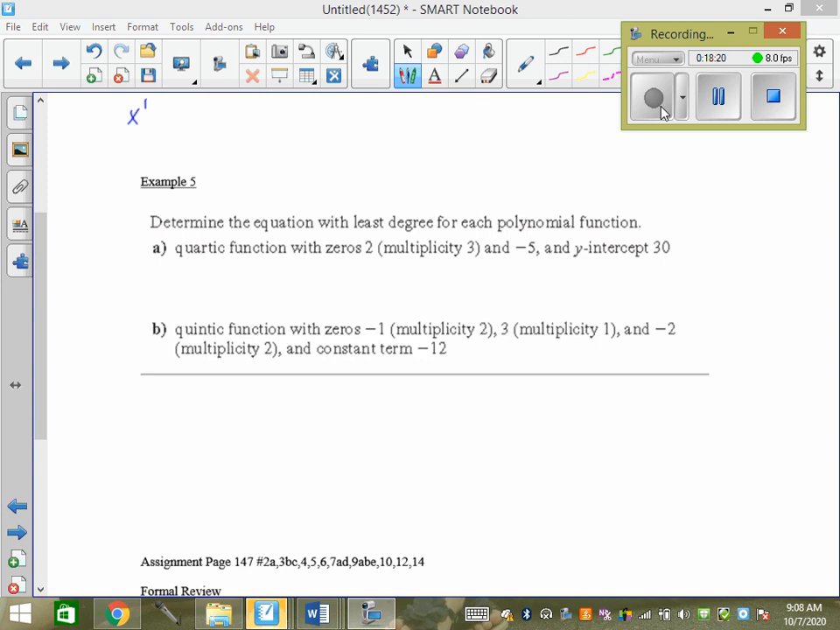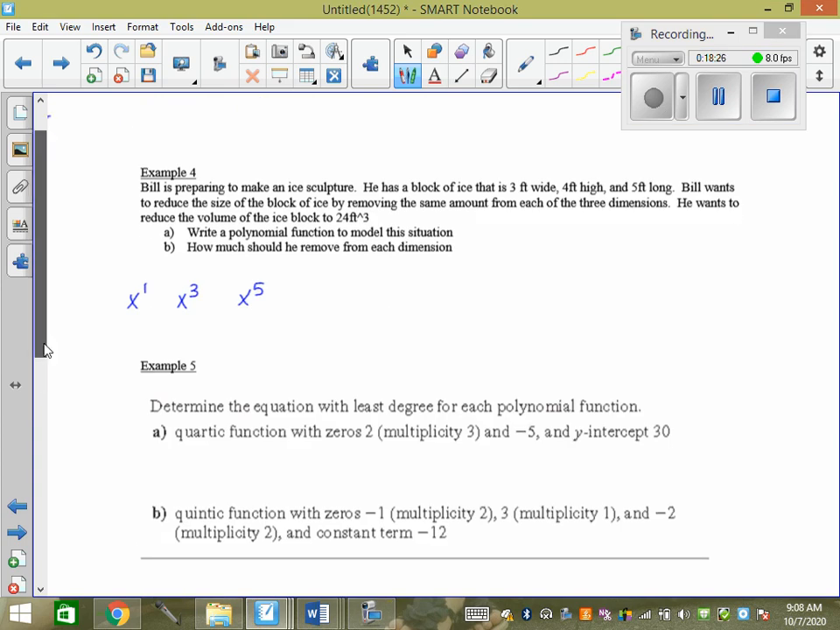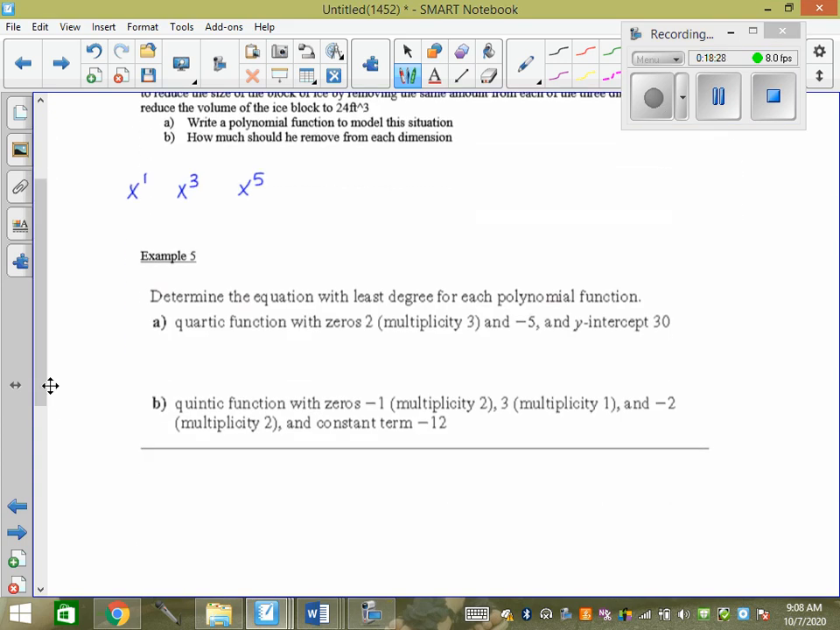Odd functions, so x to the 1, x to the 3, x to the 5. Possible number of x-intercepts for these ones. For x to the 1, I have at maximum 1 x-intercept, and that's it. It's going to cross through, right? It's a straight line. At some point, it crosses through. Okay?